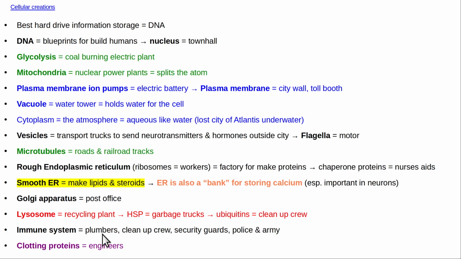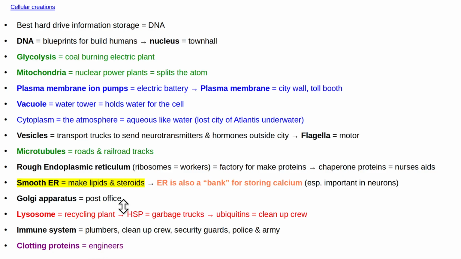Okay. The immune system has several different functions. One of them is like a plumber for fixing problems. It can also be described as a cleanup crew for removing damaged tissue, repairing damaged tissue, and also is a guard for the body and defense. Okay, clotting proteins have engineering-like functions to fix leaks.